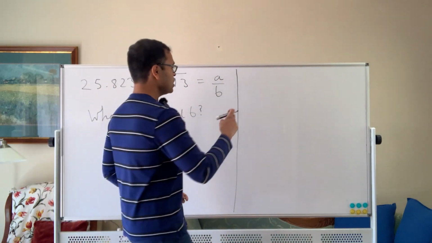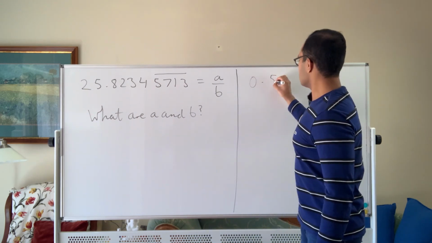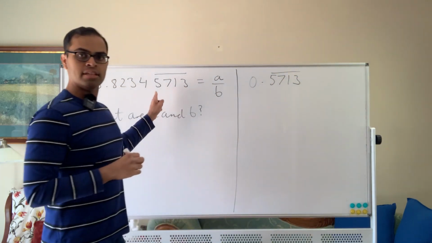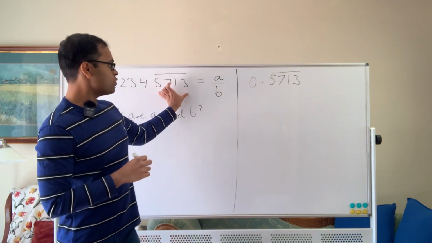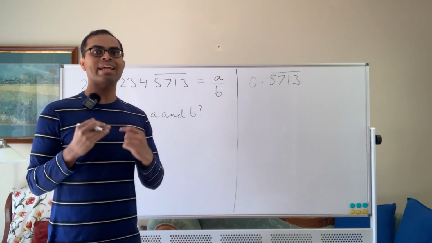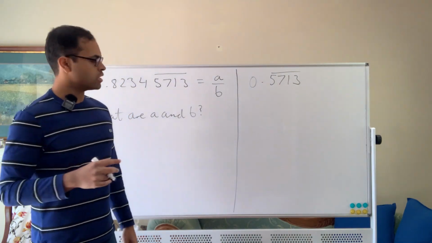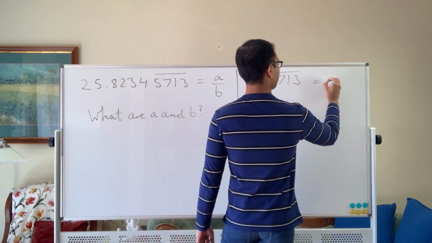So now let's do it. We've got 0.5713 recurring. It's not quite the full decimal from before, but it's part of it. It's a repeating part of it, right? We want to understand why that is a fraction. So why is this a fraction? Well, let's try the same trick. So let's call this x.